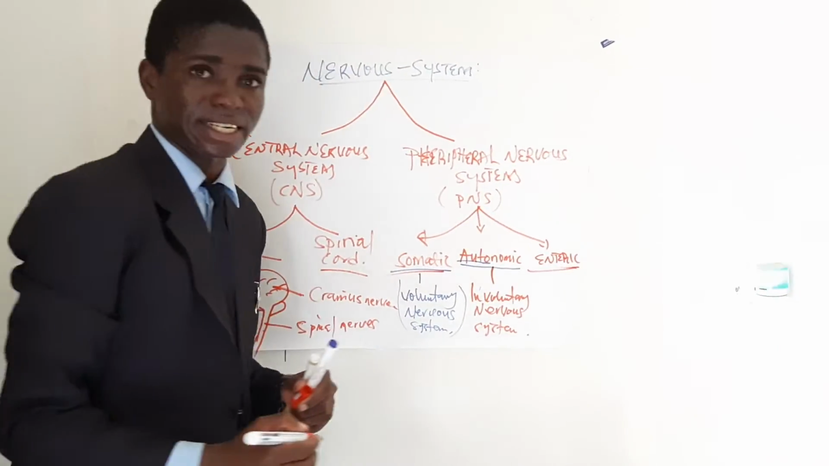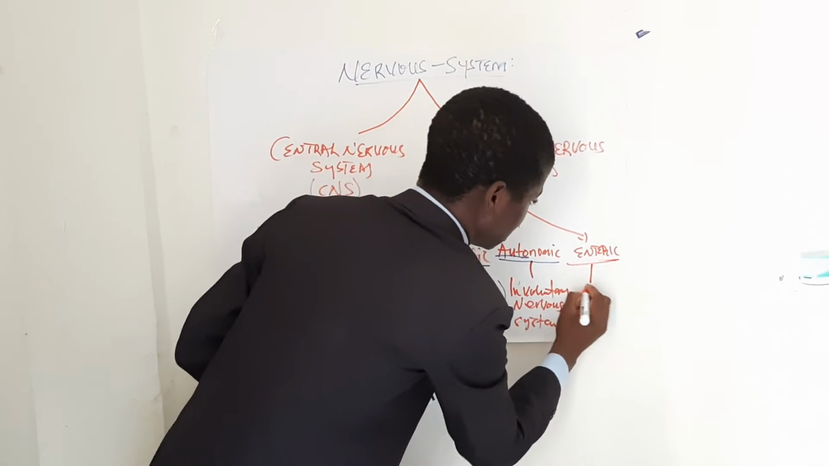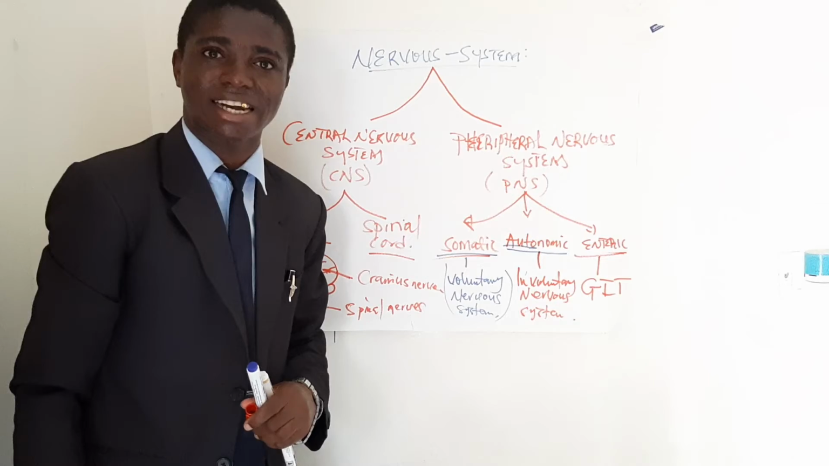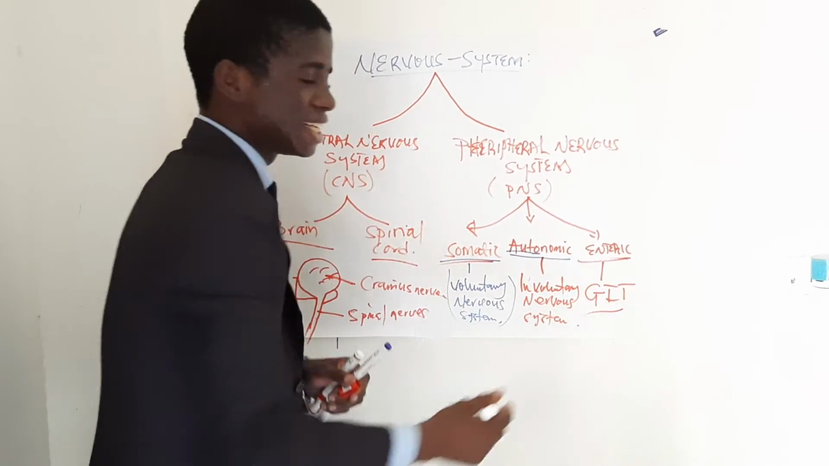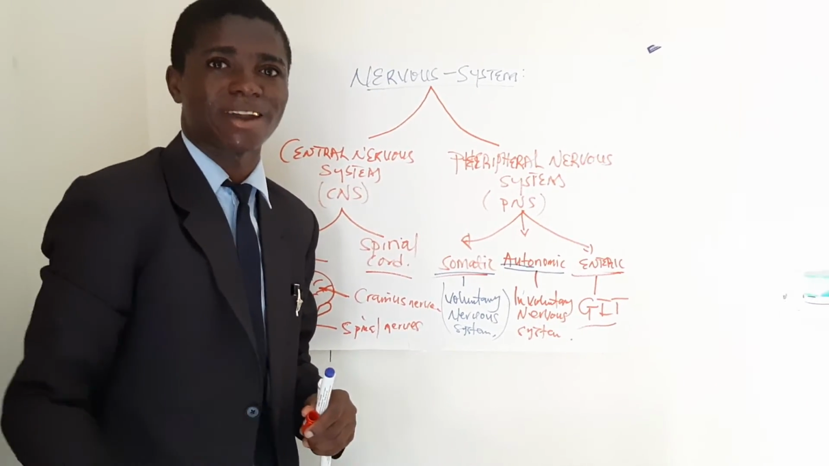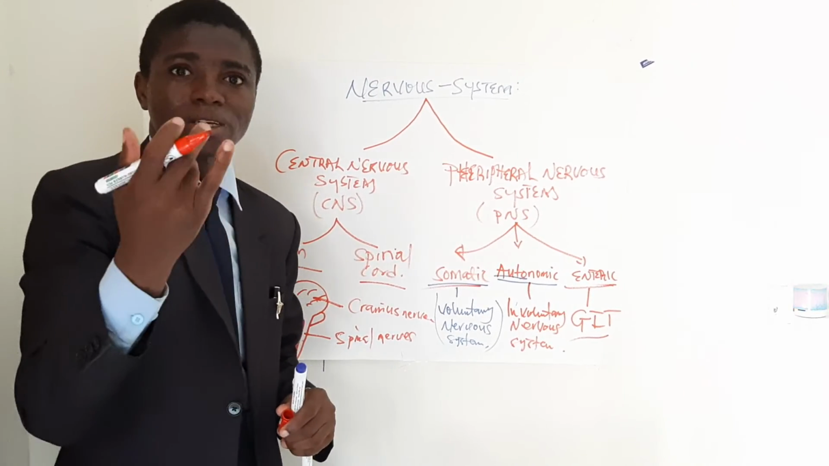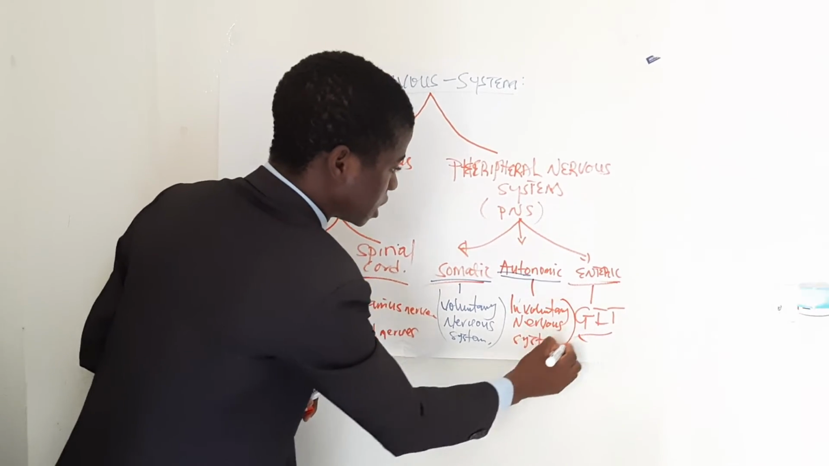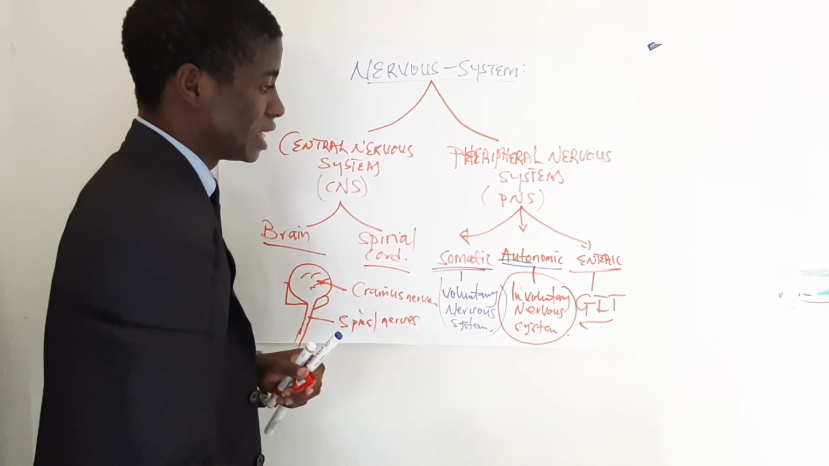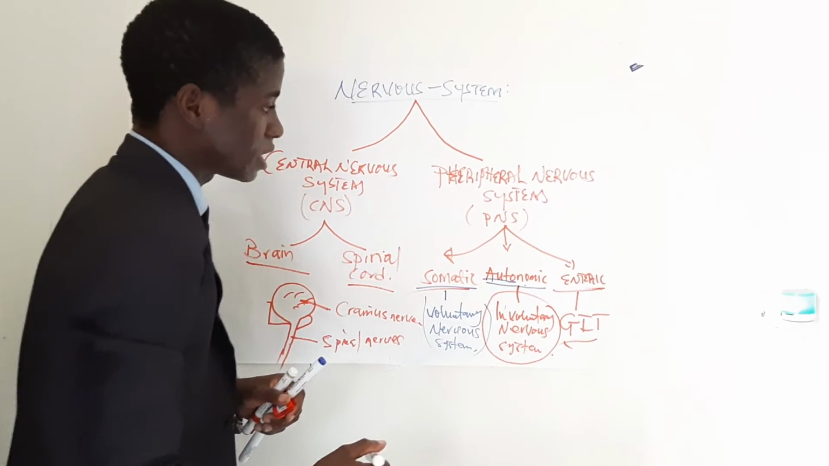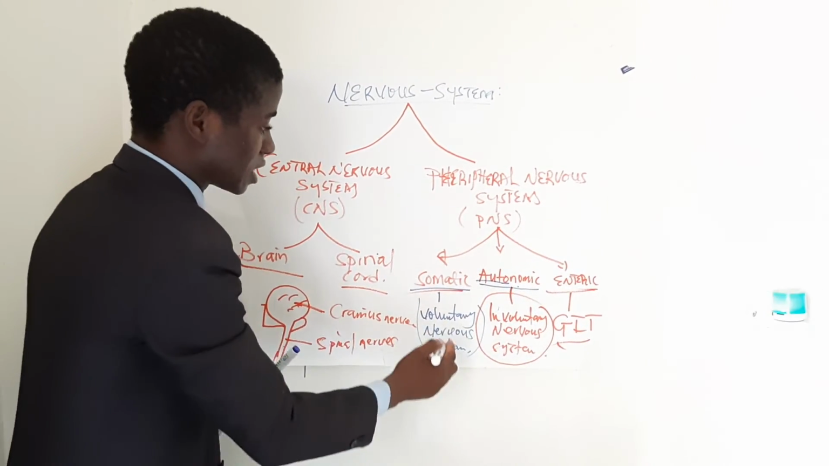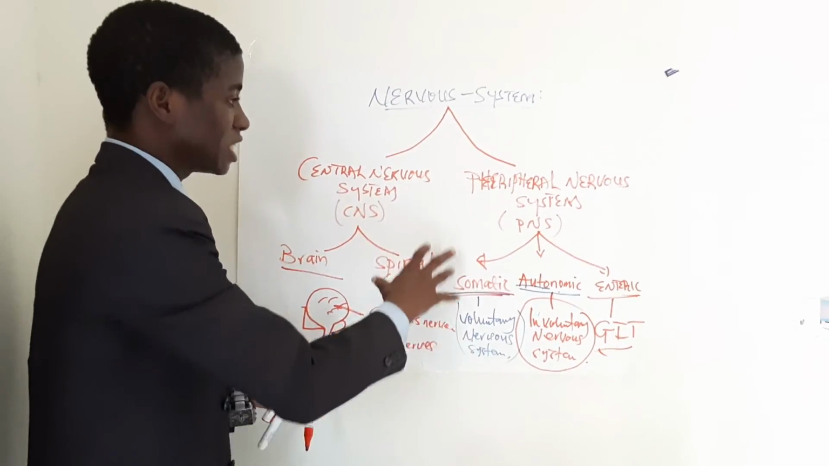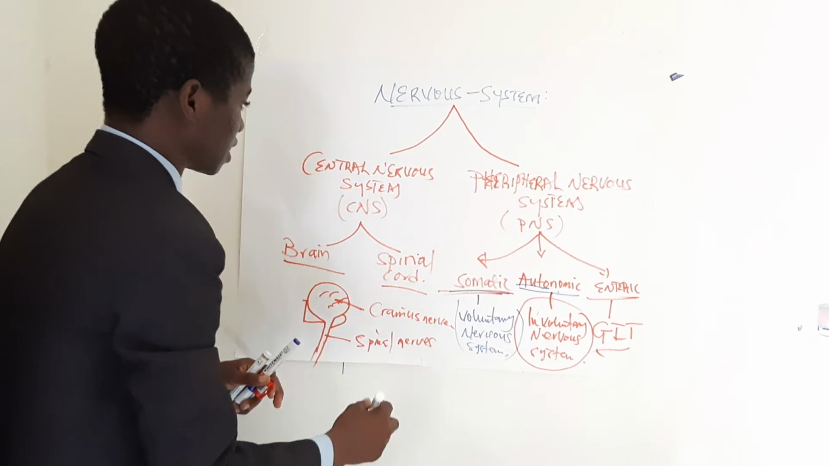Then let's come to the enteric nervous system. This enteric nervous system deals with the GIT. GIT means gastrointestinal tract. It deals with all the intestines and the alimentary canal in the human body, the way you absorb food and other things. This also undergoes involuntary action. The autonomic and enteric nervous systems undergo involuntary action, whereas the somatic undergoes voluntary action in the human body. Therefore, this is the brief introduction to the nervous system.